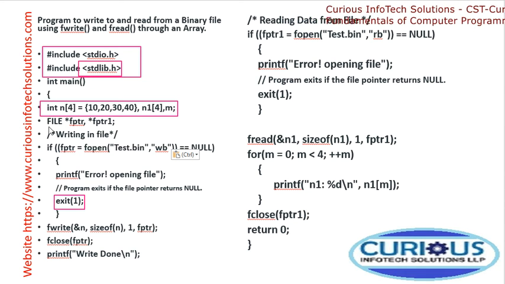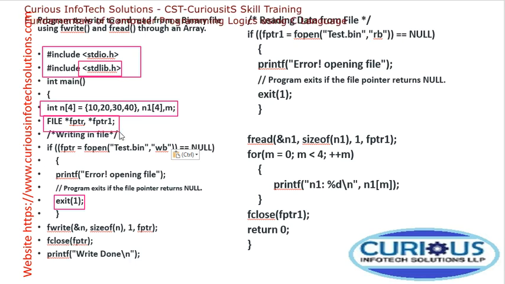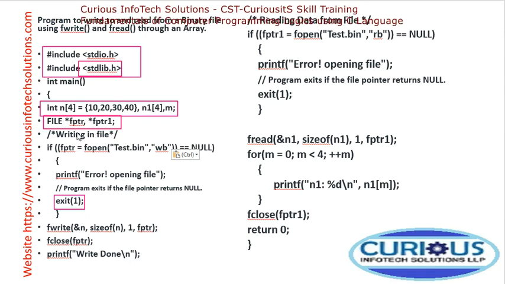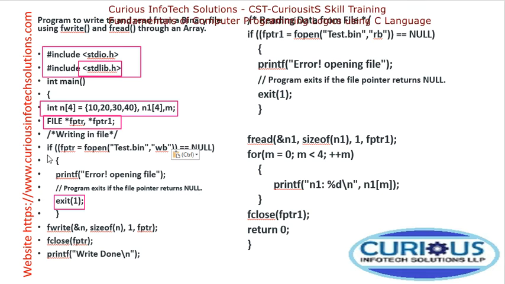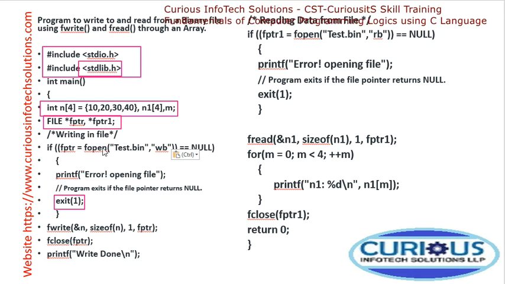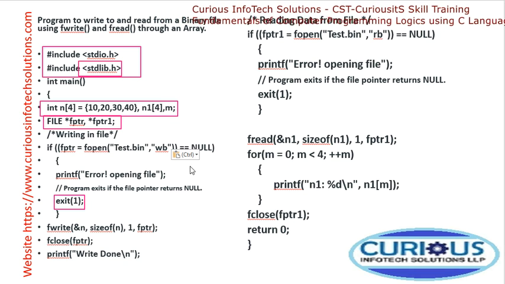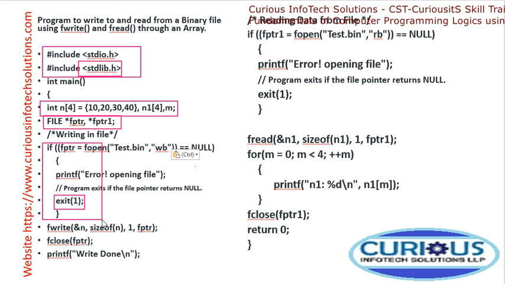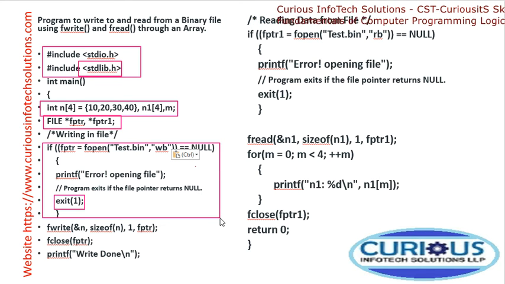So first, we are again using two pointers, one for writing and the second for reading. I am keeping them separate to understand what we are doing. Now, this is the part where we see how to open a binary file, how to create a file.